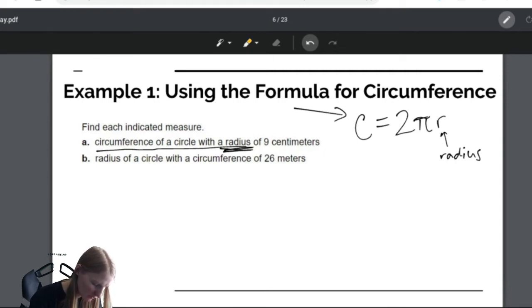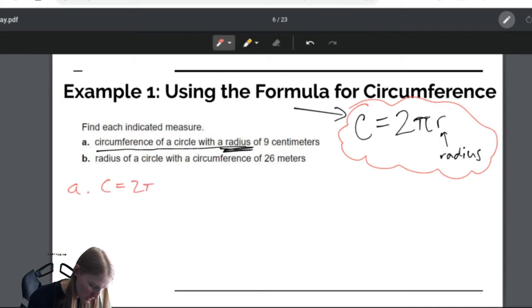Okay, so actually let's use different colors too. So this is our guiding light through this problem. Now part A. So circumference equals 2 pi r.